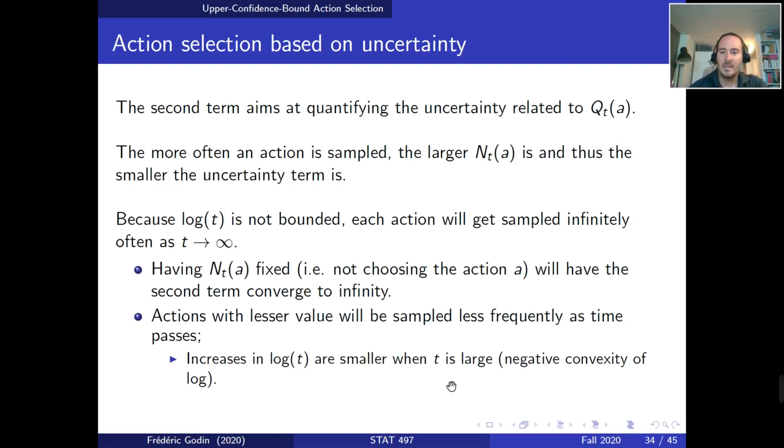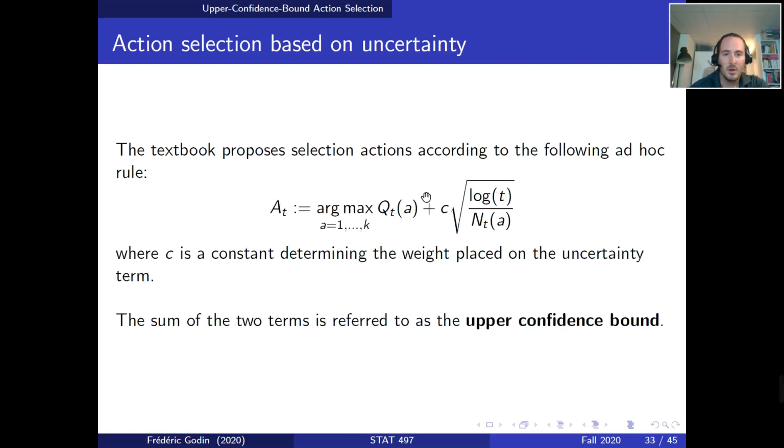So what is the impact of this? It means that actions with lesser value will be sampled less frequently as time goes by, because eventually it's really the first term here, this q, the estimates of expected reward, which will drive the show. This term here should eventually become less important, due to lesser variations associated with log of t as time goes by.